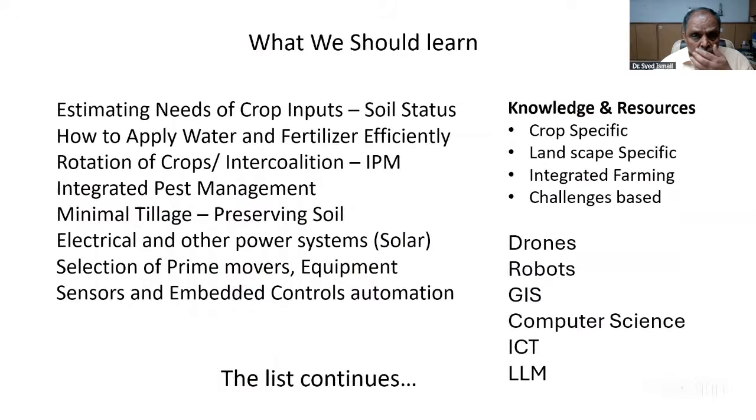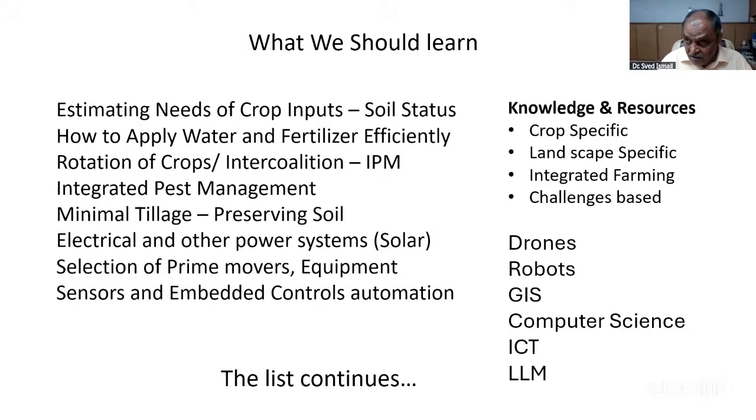Now, to conclude, I will try to say what we should learn. We have to estimate the needs of crop inputs, how to apply water and fertilizer efficiently. We have not gone into it yet. How the emerging technologies can help. Rotation of crops. Sorry, there is a spelling mistake. Integrated pest management. Then minimum tillage, preserving soil.